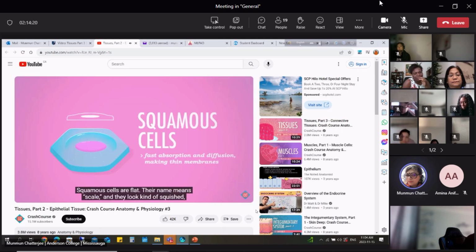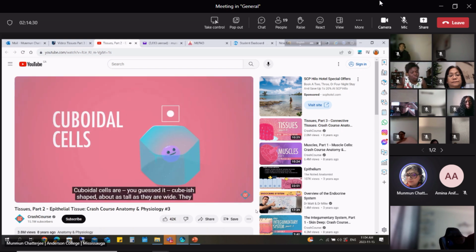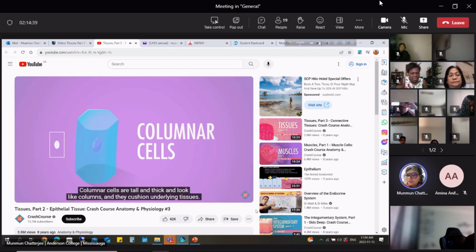Squamous cells are flat. Their name means scale, and they look kind of squished like fish scales. Even the cell's nucleus, which gets darkly stained and is usually easy to see, is flattened. Cuboidal cells are, you guessed it, cubish shaped, about as tall as they are wide. They absorb nutrients and produce secretions like sweat. Their nucleus is pretty circular. Columnar cells are tall and thick and look like columns, and they cushion underlying tissues. And as if they were cuboidal cells that got stretched tall, their nuclei are stretched into an ellipse.